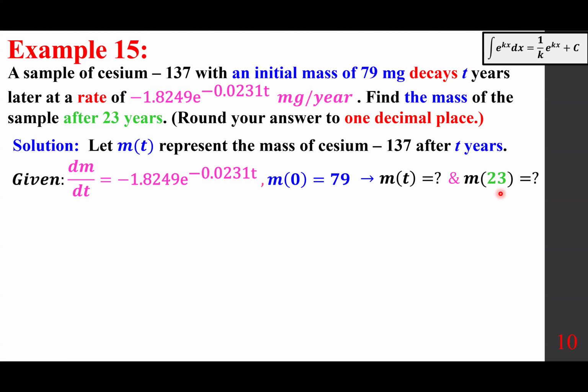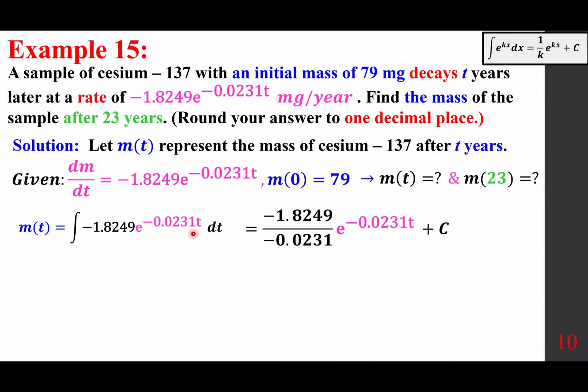So m of t is the integral of the right side times dt. Remember, when you're dealing with exponential, the derivative and integral are the same. In the case of differentiation, you multiply by this number. Now we're going to divide by this number, the coefficient of t, and the constant. So -1.8249 divided by -0.0231 and e to the power of the same thing plus a constant. You put that into a calculator, you end up with 79. So m of t is 79 e to the power of -0.0231 t plus a constant.